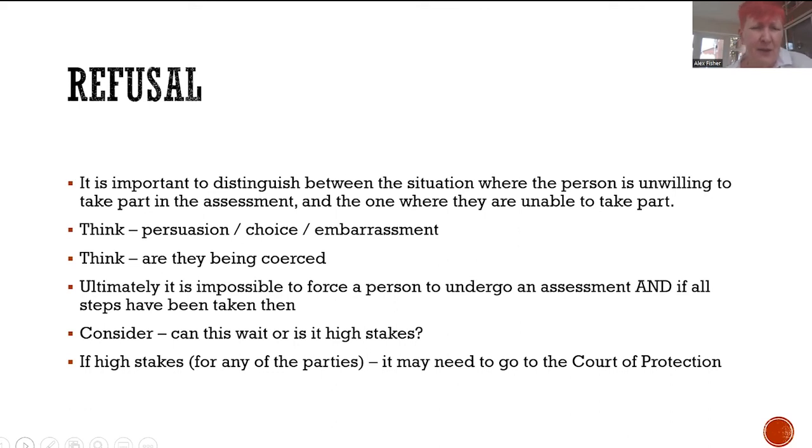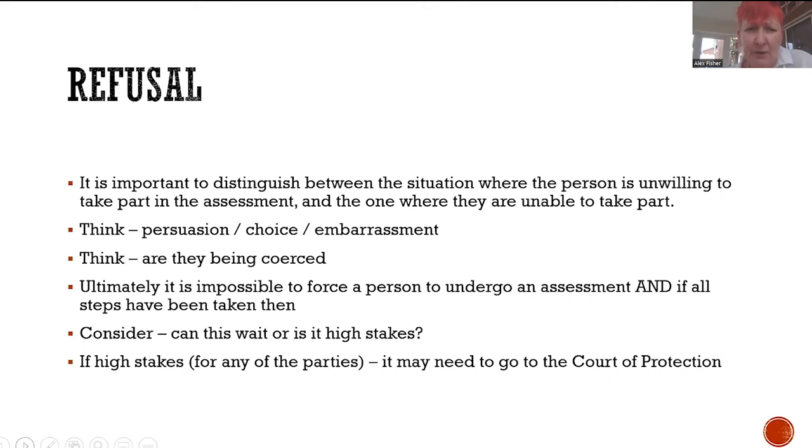If they're refusing, why are they refusing? Are they being coerced in some way? Is somebody placing pressure on them? And that's again where this links into safeguarding and good safeguarding practice.